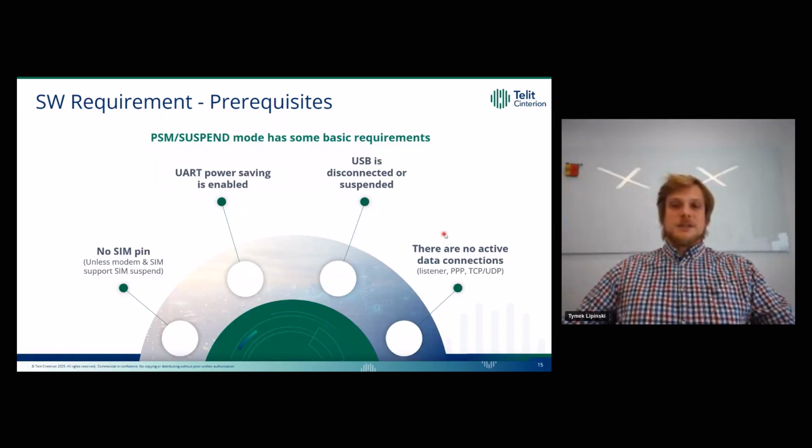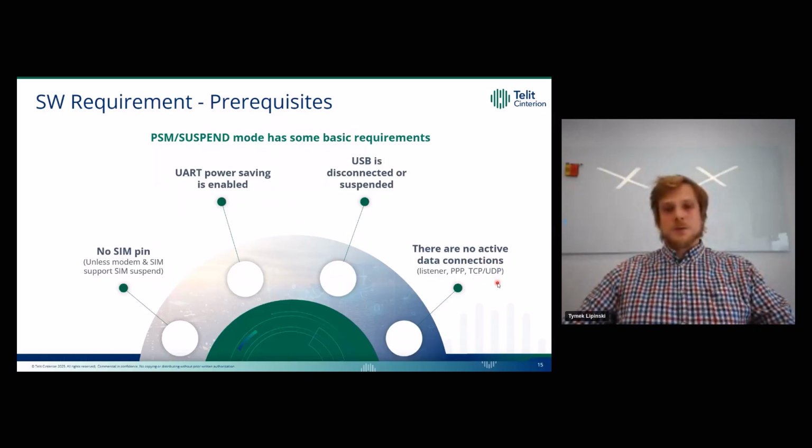And last but not least, there are no active data connections. So no socket listeners, no PPP, no TCP, UDP active in the background because they will lock out our modules from entering the full power saving feature.